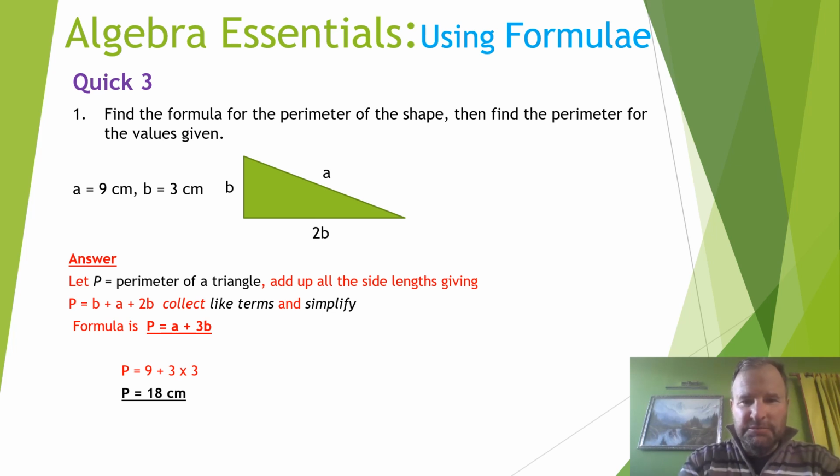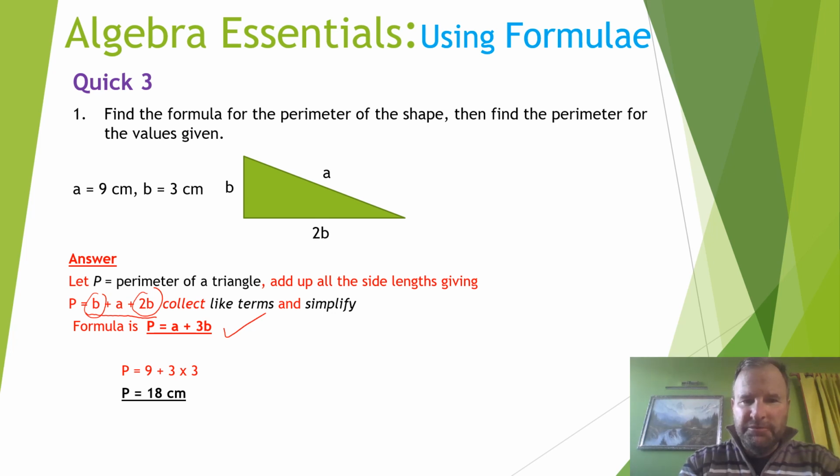Make sure that you can work out the formula. So you have to find the formula. If we look at the perimeter, B plus A plus 2B, we collect the like terms, B plus 2B, that's 3B, and then we're left with A. So the perimeter as a formula is P equals A plus 3B.